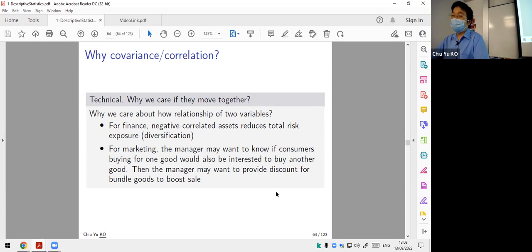First is in finance. If you do investment, you want to invest in things that are not correlated. What we mean is what we call diversification, right? If they move together, actually the risk will be higher. If they are negatively correlated, one goes up, the other goes down, right? So the overall variation will be much smaller, because one is above the mean, one is below the mean. If they cancel out or partially cancel out, they will be closer to the mean. So the risk will be much less.